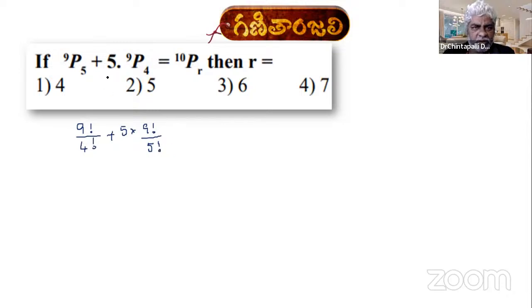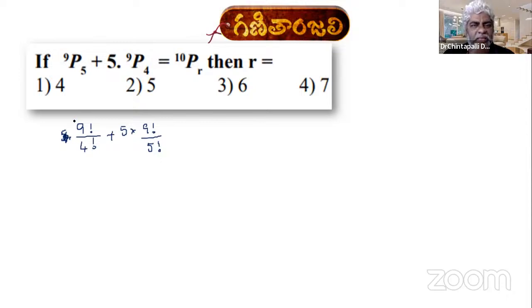There is a comma. Then the 5 factor cancels now. If 5 is here, okay, so for the second one, we can make it 9 factorial by 5 times 4 factorial. So the 5 and the 5 get cancelled. That cancels.